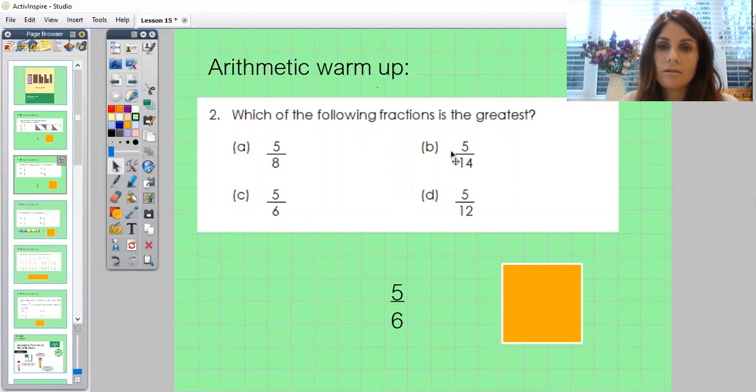This here, 5/14, means that our cake, because we want to be eating cake, would be split into 14 pieces, and we'd only get 5 of them. This here is 12 pieces, we get 5 of them. This is 8 pieces, we get 5 of them. Here, we only need to cut our cake into 6 pieces, and we'd actually get 5 of those pieces. So here we've got nearly the whole cake, whereas on this one here, 5/14, we don't have even a half. And the same here, that's not even a half. Okay, next question.